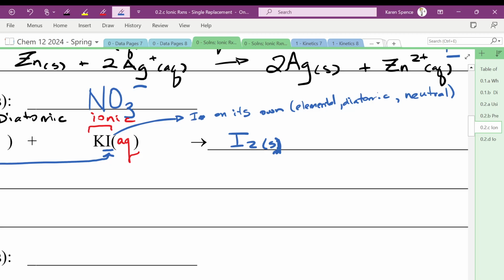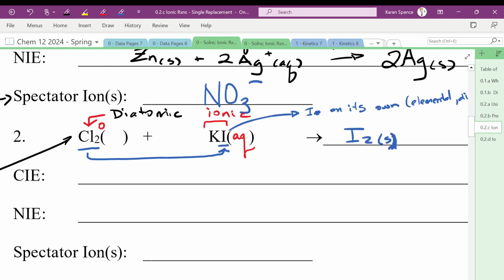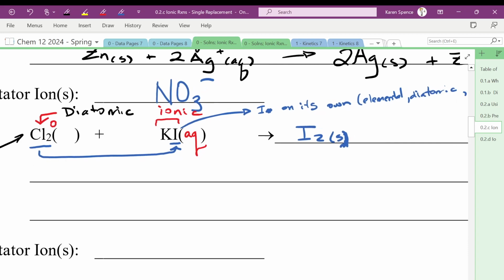KI, we just kicked out the I. So who's going to take I's place? Chlorine. Now, is it going to be chlorine 0 when it's in that compound with K? No. What charge will chlorine take on when it's in the compound? It's going to be -1 because chlorine is in group 17. All group 17 are -1.